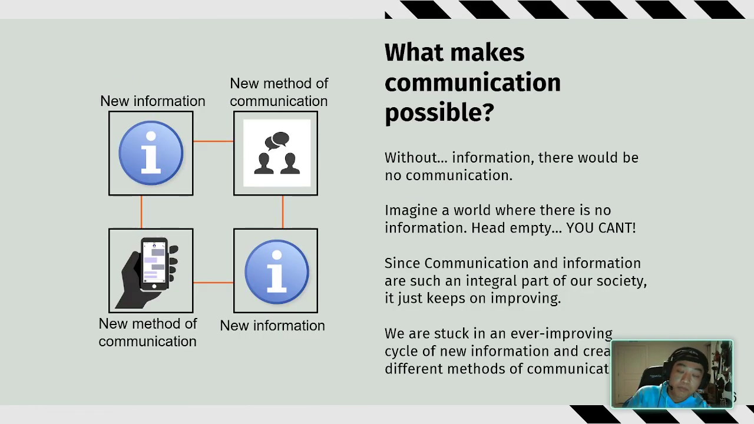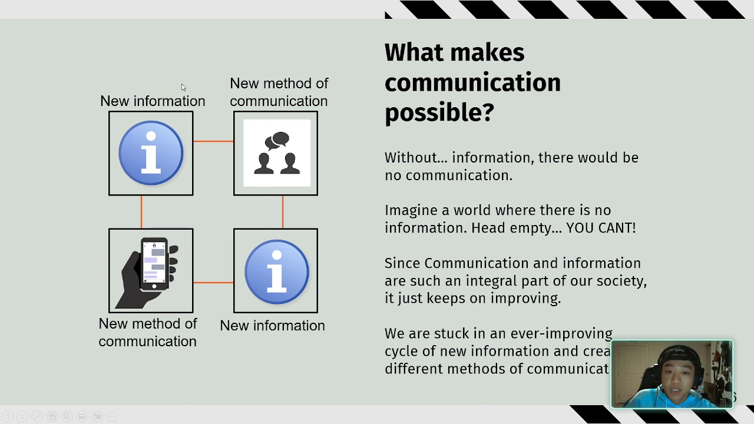So moving on, what makes communication possible? Without information, there would be no communication whatsoever. So imagine a world where there's no information at all. You can't. You can't really because information is all around us. We open our eyes and our brain is intaking information. We talk to our friend, we get information from them. It's everywhere around us. So this is the cycle here.